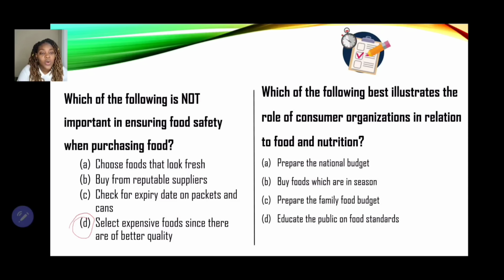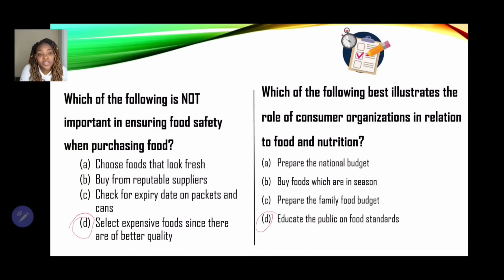Next question. Which of the following best illustrates the role of consumer organization in relation to food and nutrition? A. Prepare a national budget. B. Buy foods which are in season. C. Prepare the family budget. D. Educate the public on food standards. And your answer there is D, right?